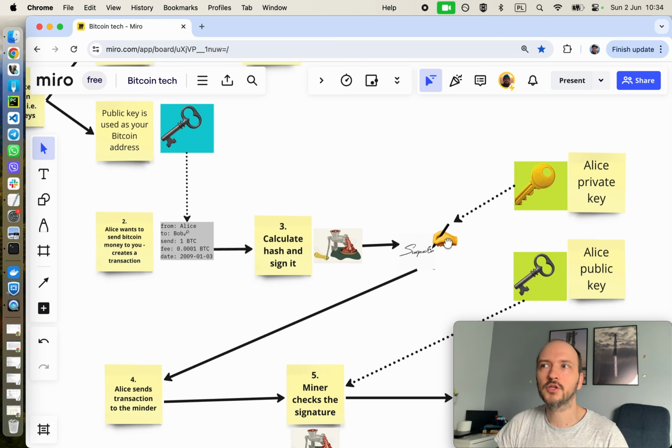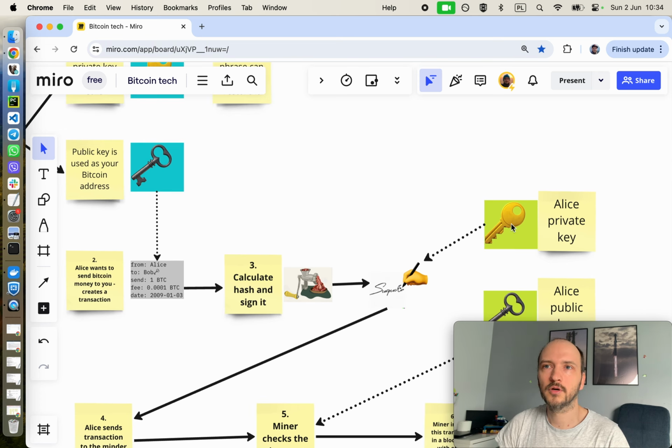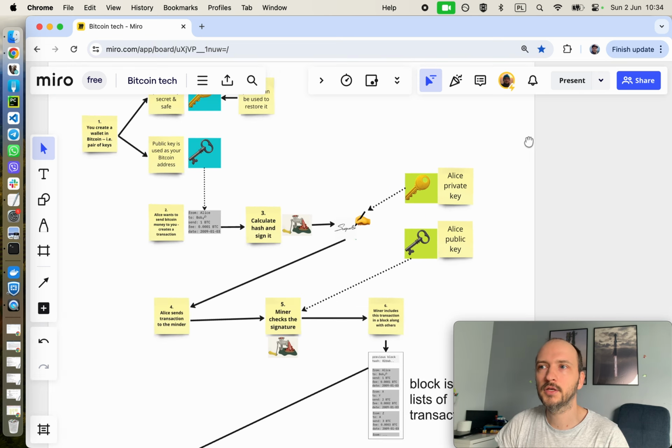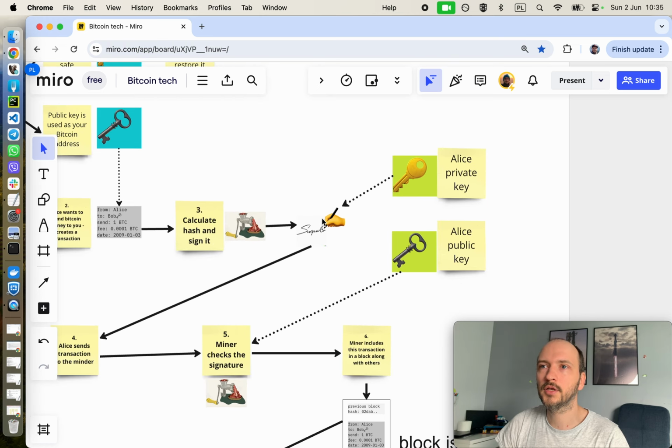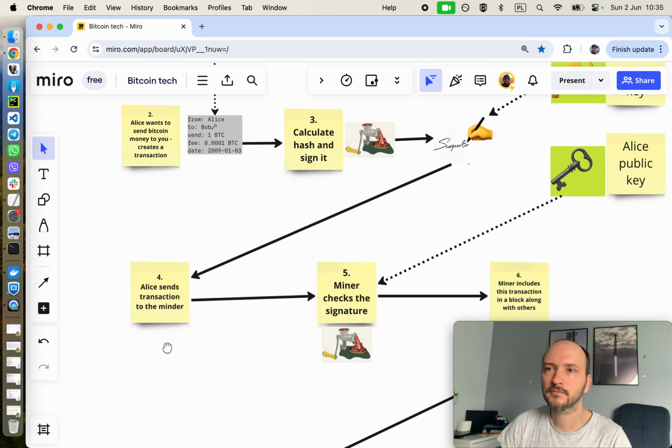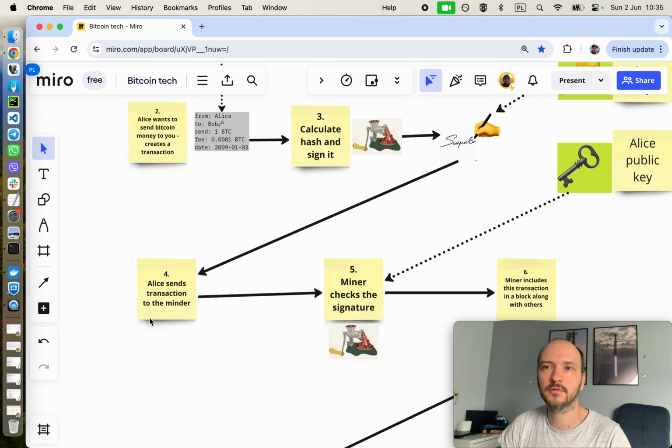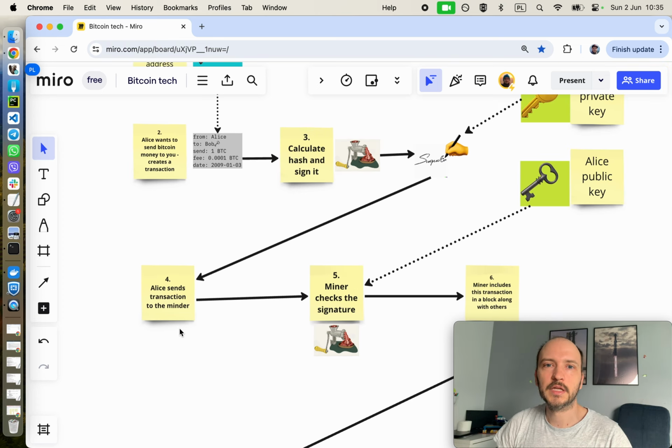The hash is signed using Alice's private key. So here is your pair of keys, and here is Alice's pair of keys. She uses her private key to sign the transaction, and then Alice sends the transaction to a miner. I won't go into detail on how exactly it's done. She just knows some addresses that she can send the transaction to. So she shares this transaction.